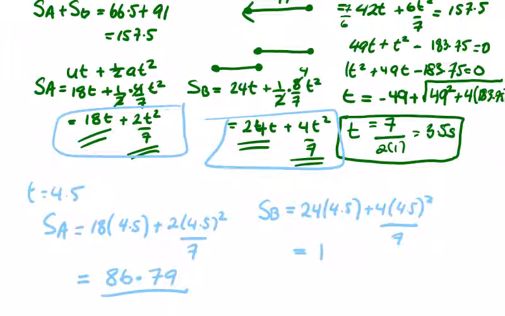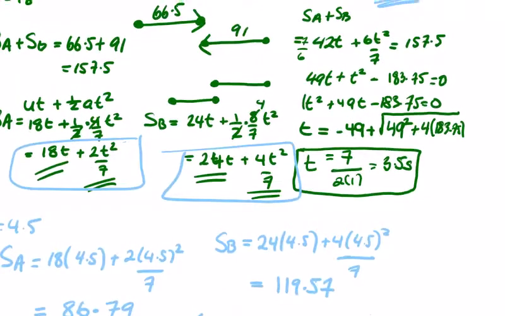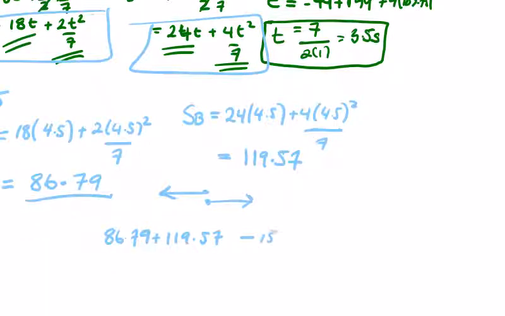It's giving me 119.57, so that one's going in that direction. That one is going in that direction. We flip them around now, but the distance between them will be their combined distance traveled minus the length of the trains, which was, what do we get, 157.5. So that's going to give me 48.86 meters.